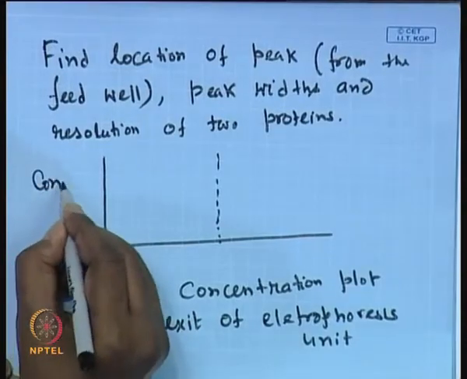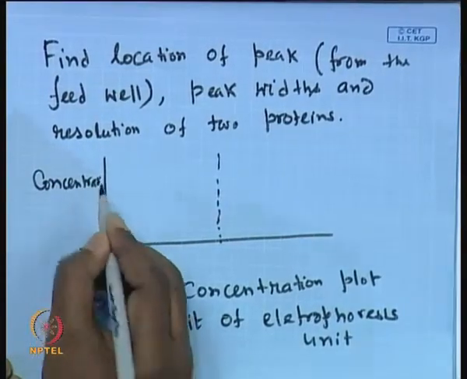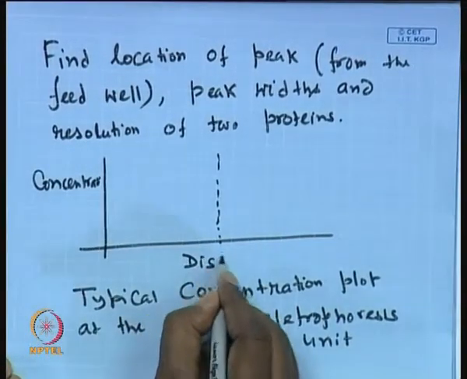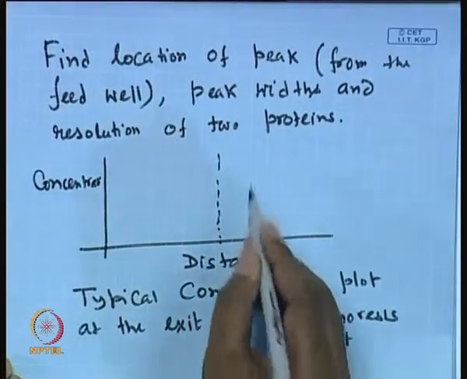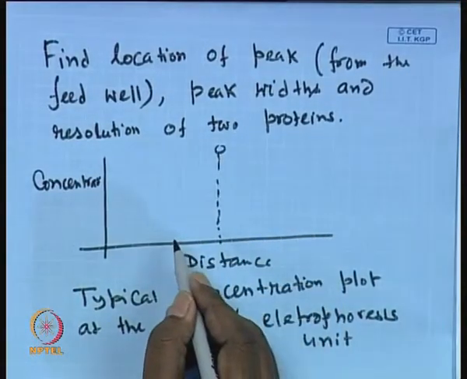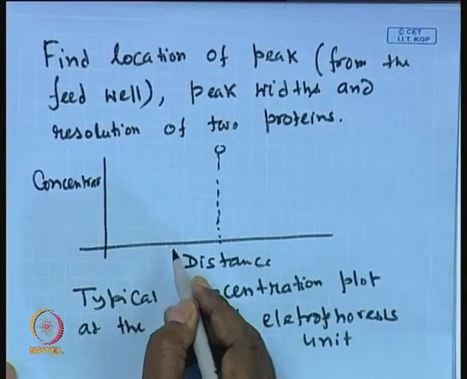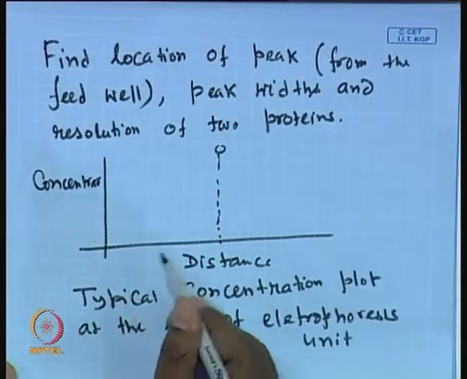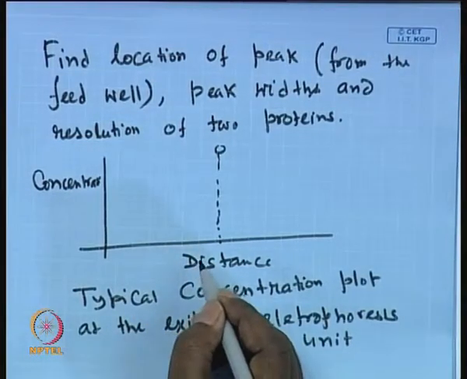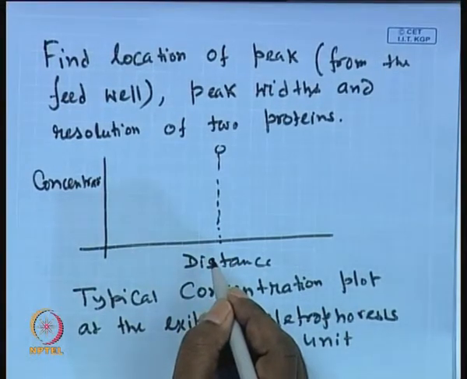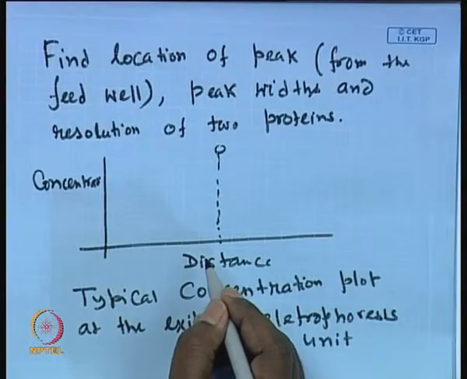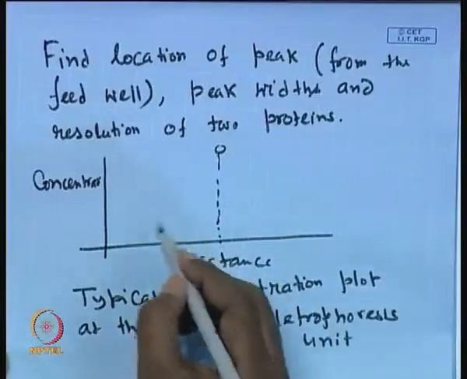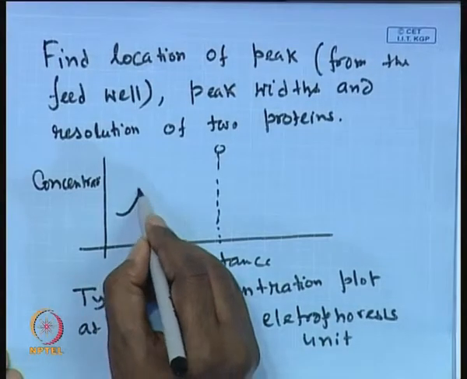So, this is concentration, and this is the location or distance, this is the 0 location. Now, suppose you have both anions and cations present. That means you set your operating pH such that some of the species will be positively charged, some of them negatively charged. So, they will be attracted to the opposite polarity.